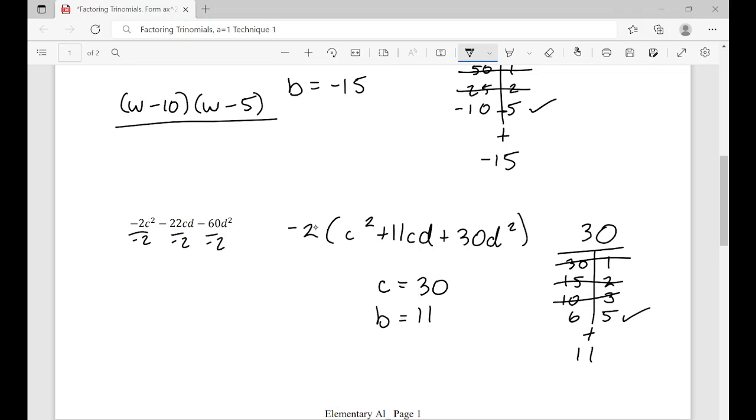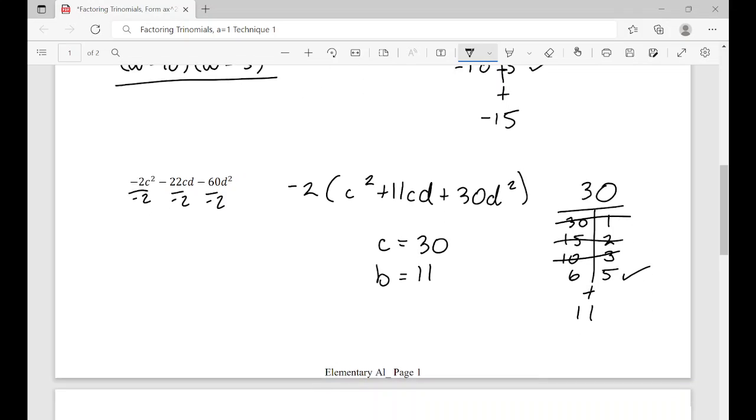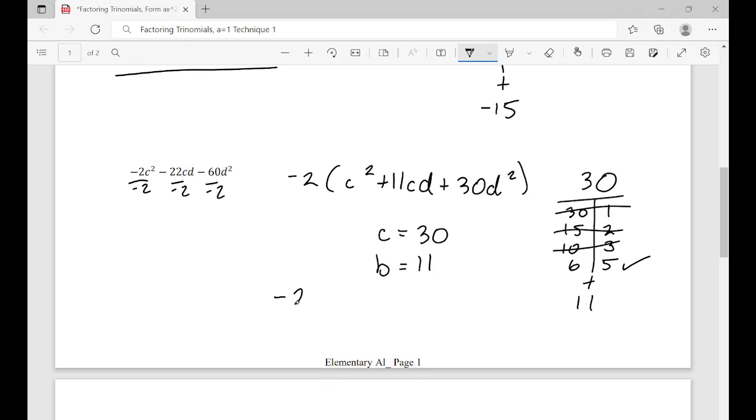And so I'm going to keep my negative 2 on the outside and set up my two parentheses. Now I have a c squared, it's in the front, so c's, just like before, go in the front. But this time I have a d squared in the back. So it means in the back of each parentheses is going to be d. And then I take my factors. Positive 6, positive 5, and there is my factored form.